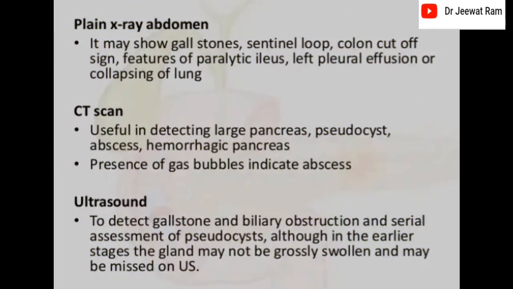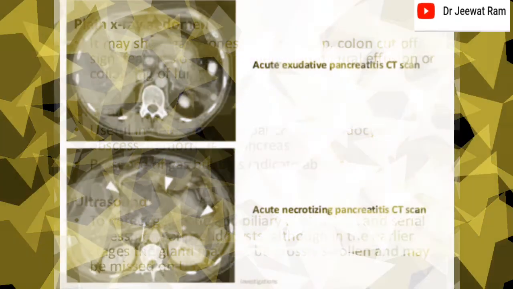Plain X-ray abdomen may show gallstones, sentinel loop, colon cut-off sign, features of paralytic ileus, left pleural effusion, or collapse of lung. CT scan is useful in detecting enlarged pancreas, pseudocyst, abscess, hemorrhagic pancreas. Presence of gas bubbles indicates abscess. Ultrasound detects gallstones and biliary obstruction, and allows serial assessment of pseudocyst, although in the earlier stages the gland may not be grossly swollen and may be missed on ultrasound.